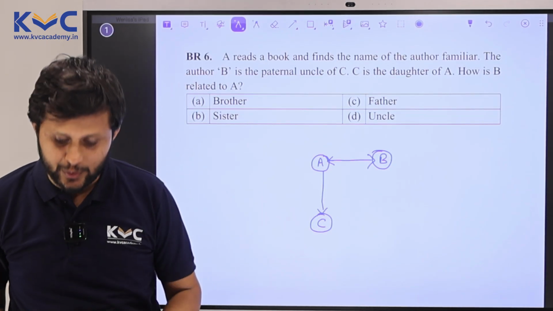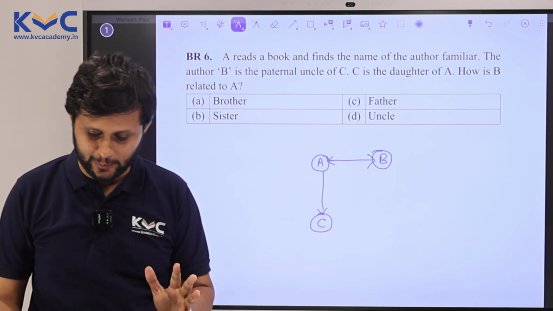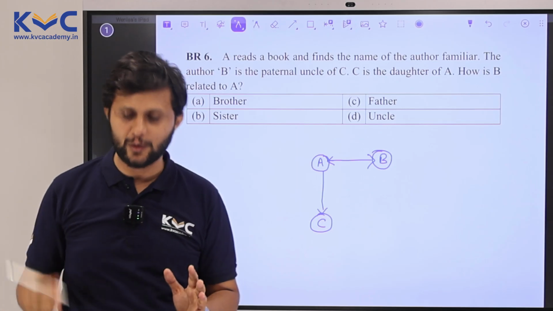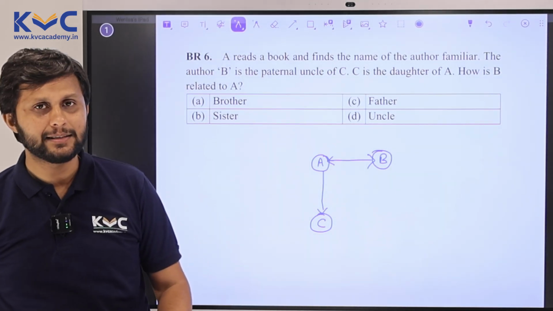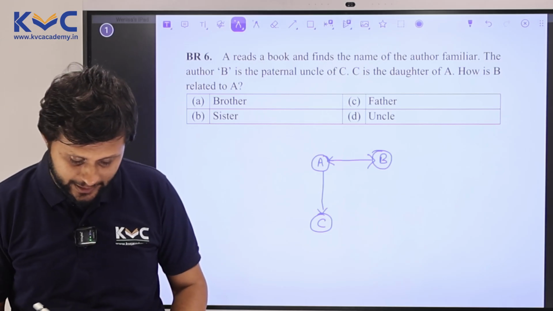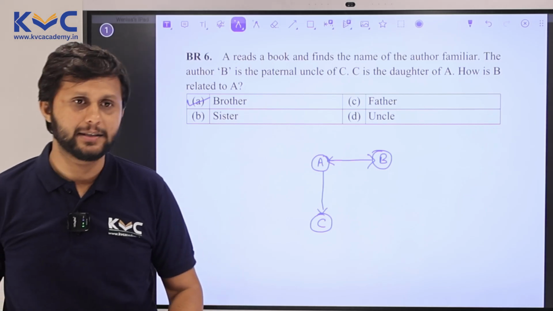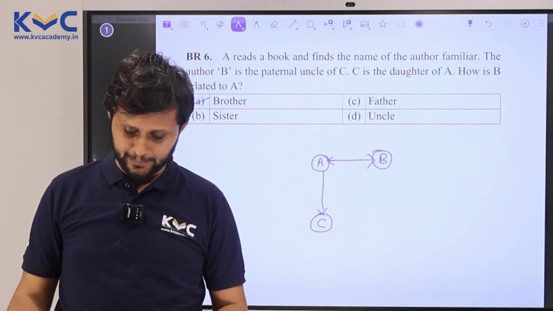Now whose relation do we have to see? How is B related to A? So from A's point of view, we have to see. And what is the gender of B? Gender of B is male only, no? Correct. Okay. So the relation would be brother. Option A is the right answer. We'll move on to the next question.